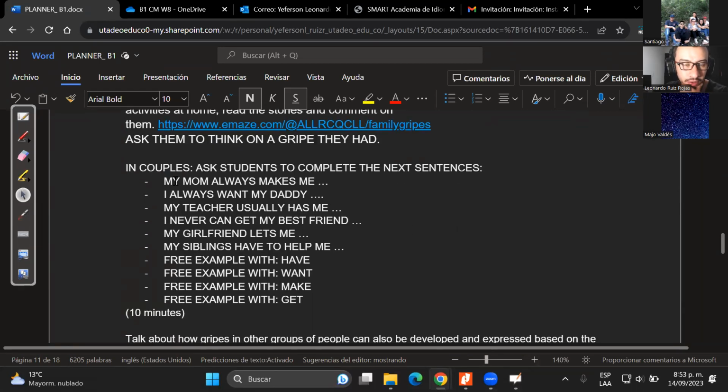Can you read it? Or these sentences over here? Yes. Should I make it bigger? Oh, they are all right. It's okay. So, Santi, read the first one and try to complete it with something related to your life. My mom always makes me clean my bedroom. For example, my mom always makes me clean my bedroom, whatever. So that's very common.